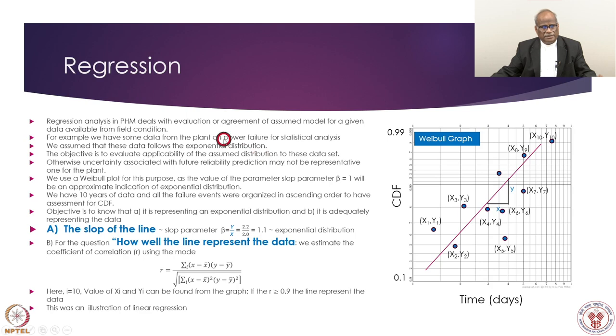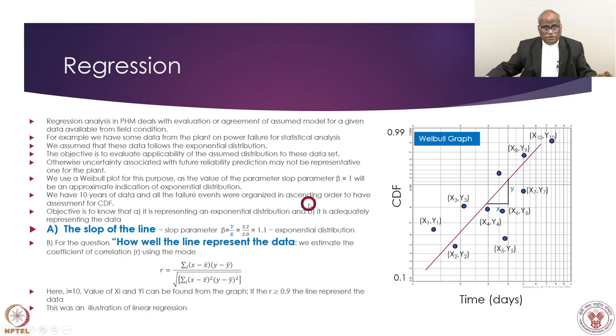So that regression analysis, the coefficient of correlation, will give that answer. But before that, the advantage with the Weibull distribution is that if the beta factor is equal to 1, then it is an exponential distribution. So if we see the gradient of this line, and we get something around 1 or so, that means it is following an exponential distribution, it is confirmed.